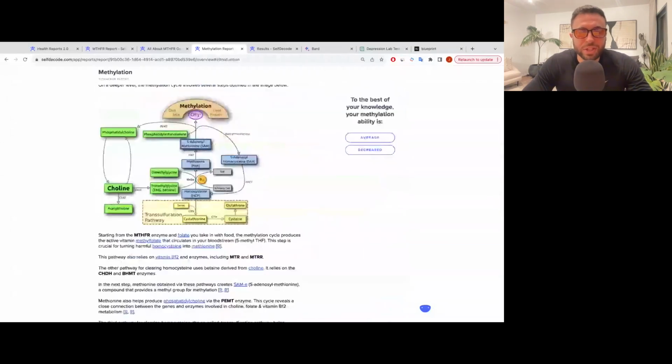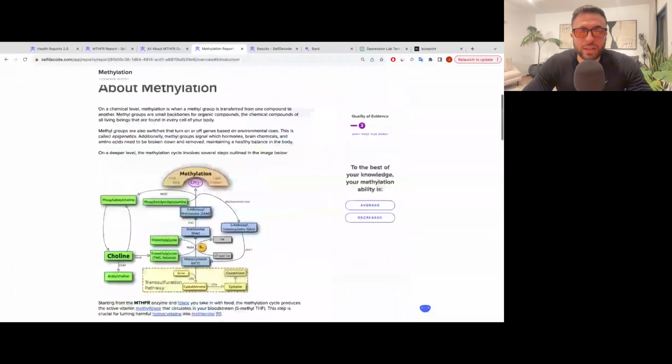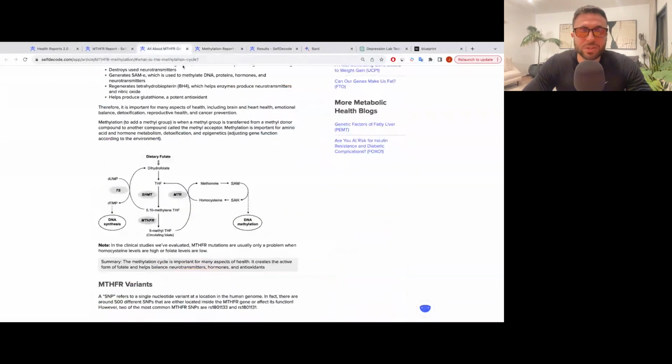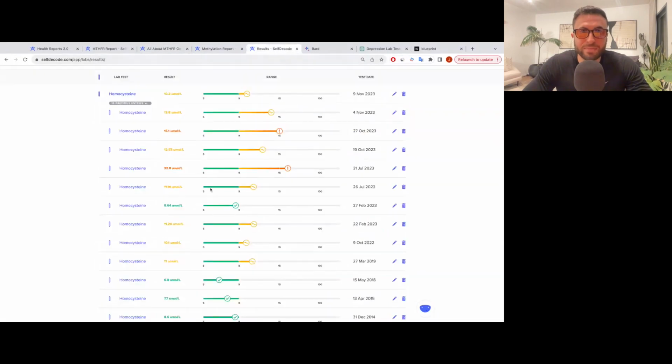So there's a lot of genes in the methylation pathway, and you want to look at something that is looking at all of these genes. But I will get into general methylation in a different podcast. Just wanted you to be aware of that.